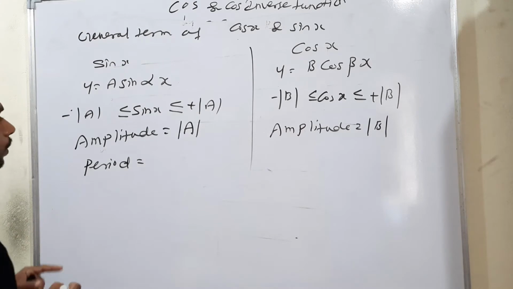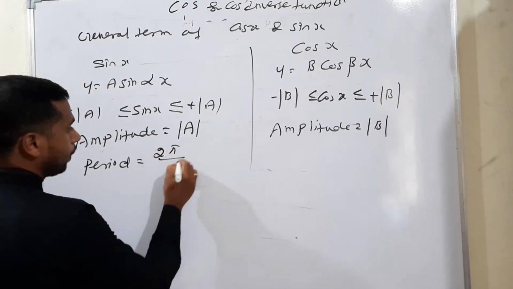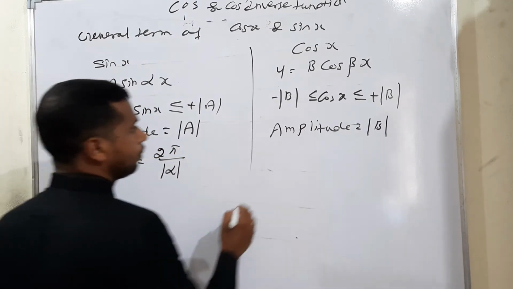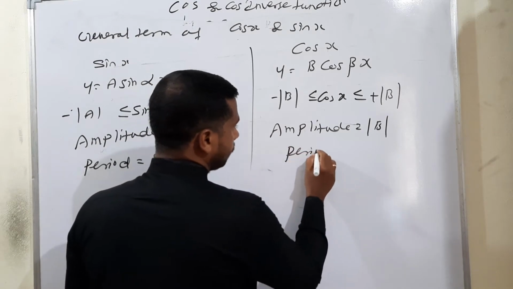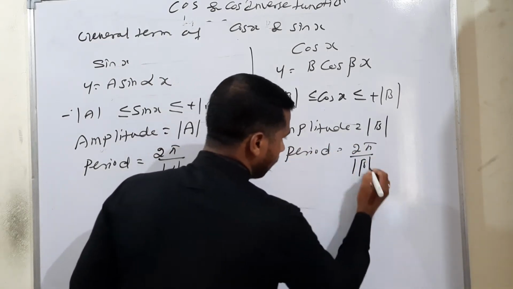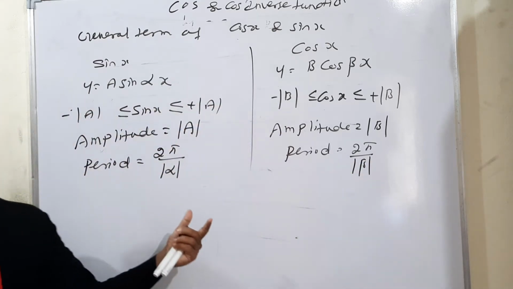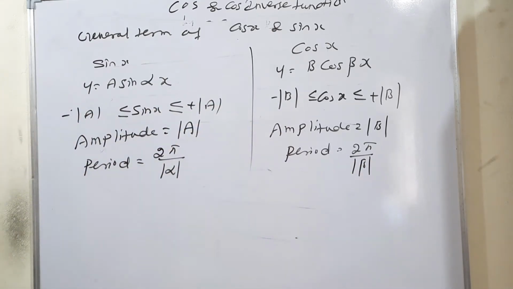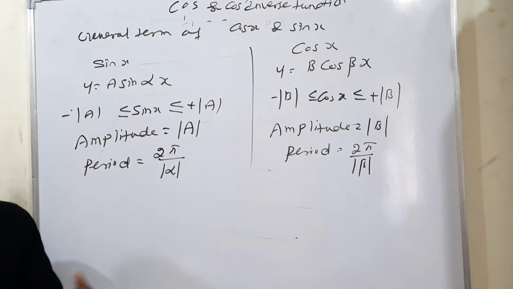The period is equal to 2 pi by modulus of alpha. Here the period is equal to 2 pi by modulus of beta. It's very useful for you, 2 mark questions. This is also the general term of cos x and sin x. Now I am moving to another one, the general term of sinusoidal function.